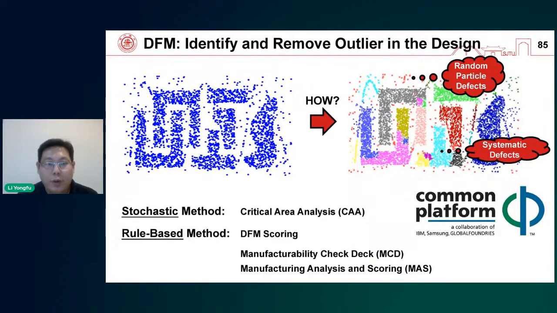So the whole idea of removing random defects is to identify the patterns. There are two ways. The first, CAA, critical area analysis, is a very stochastic, statistical, or random way of identifying the weak points. It's not 100% coverage, I would say. At the same time, the runtime may increase exponentially. So that's why we look into how we can identify very simple things like our spaces, our width, our enclosure. How can we create a scoring method for it?